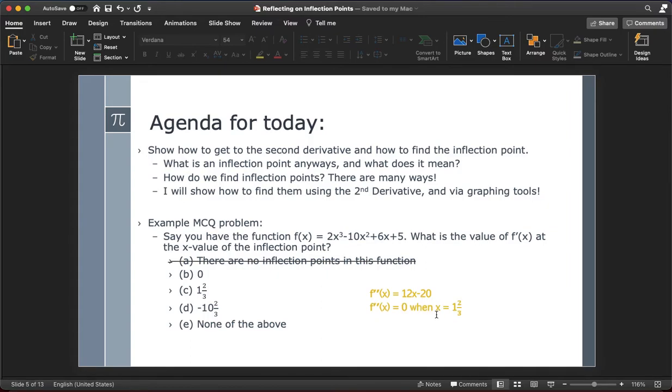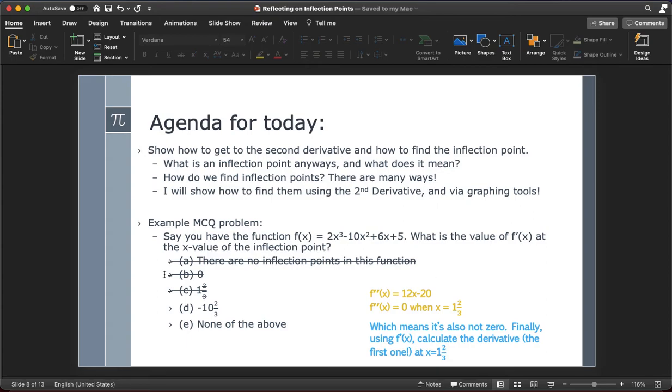Well, we found that x equals 1 2/3, and we know that it changes sign, so option A, that there are no inflection points in this function, is not true. So it must be C, right, because it's the same value. Well, guess again, because we're asked what the first derivative is at the x value of the inflection point.